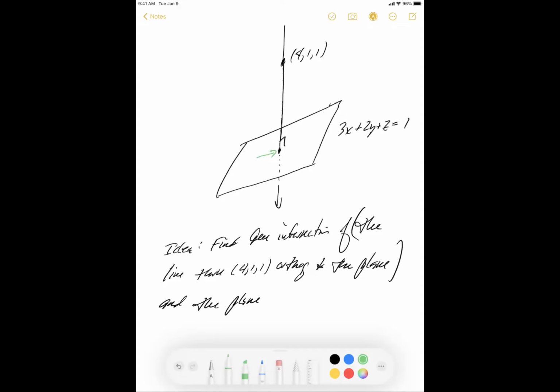Does that help? Want to keep going? Yeah, that makes sense.